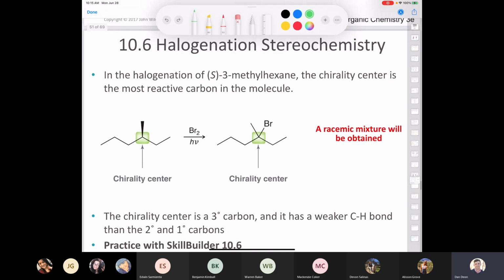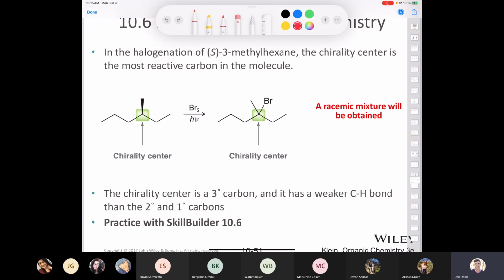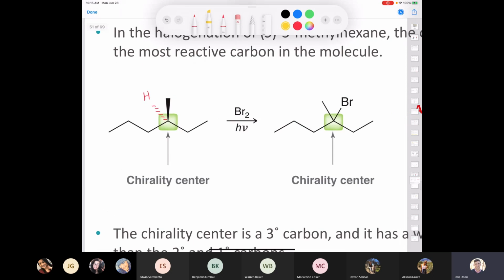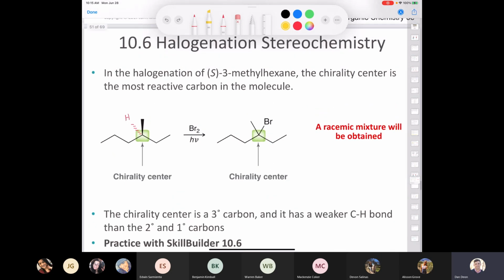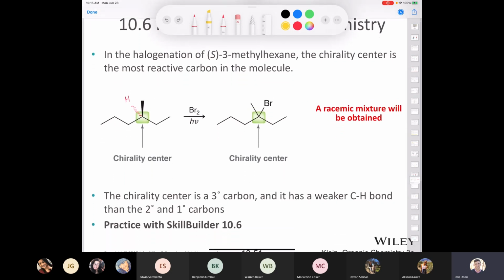What else? In the halogenation of S-3-methylhexane, the chirality center is the most reactive carbon in the whole dang molecule, right? You know that this hydrogen that I'm drawing in red right now is the one that's going to produce the most stable radical. So this is one of those examples where, let's say you worked super hard to make this chiral center, to make S-3-methylhexane, then you brominate it. Well, yeah, you're going to be regioselective, but now you've got a racemic mixture of R and S, okay? So that would be a victory in terms of regioselectivity, but a loss in terms of stereochemistry. I don't know. Anyhow, there you go.